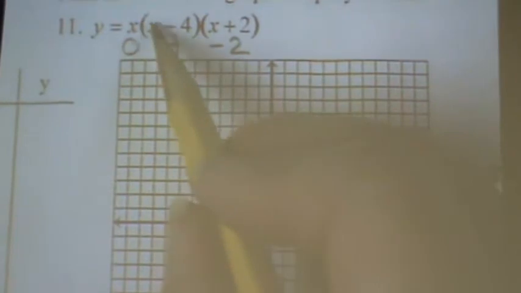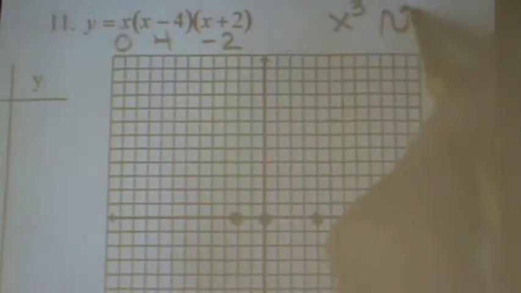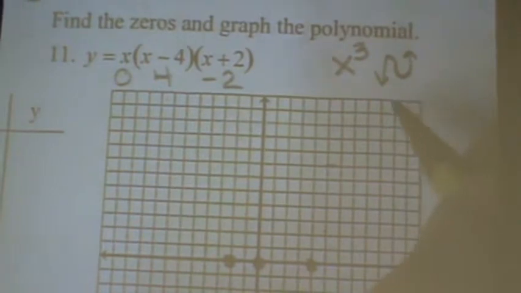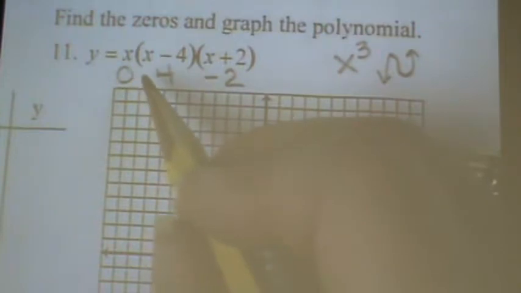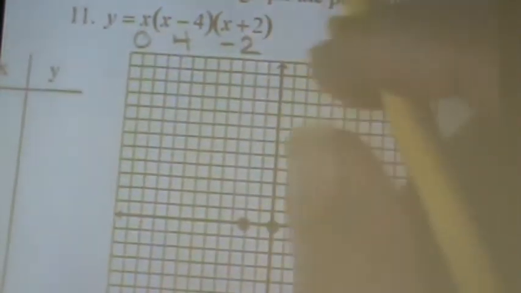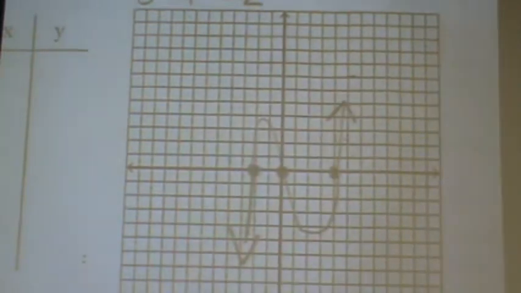Now, look at your leading coefficient. If you were to multiply these out in your head, x times x times x, you'd have a positive 1x cubed. So I know that's what my shape is going to look like. And since each of these zeros has an odd multiplicity, it's going to go through from here, come up somehow, use a pencil, come down, and like that. That's the shape of it.